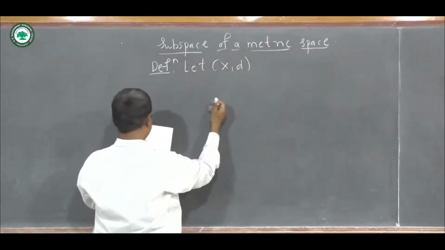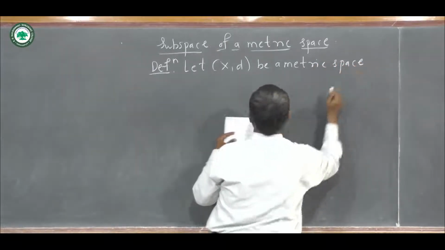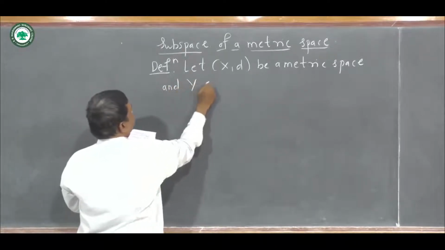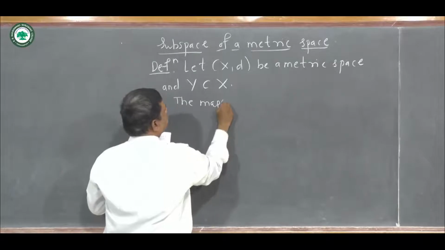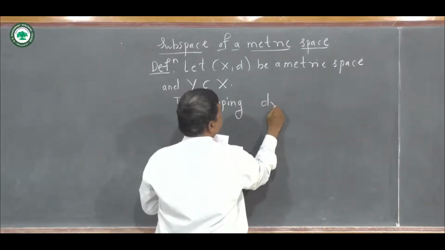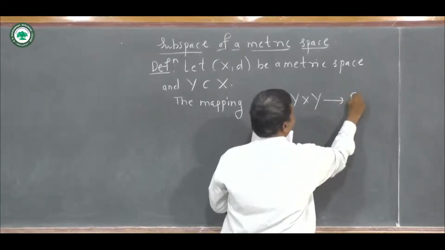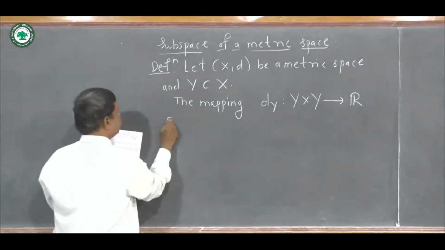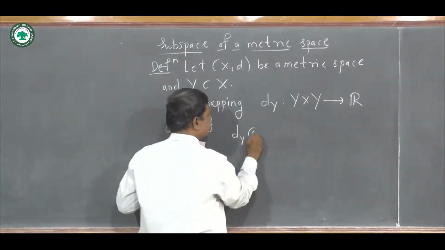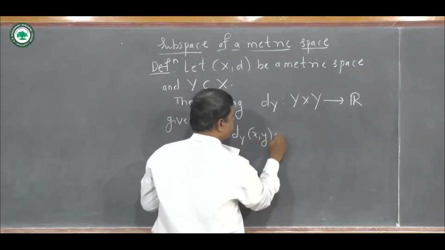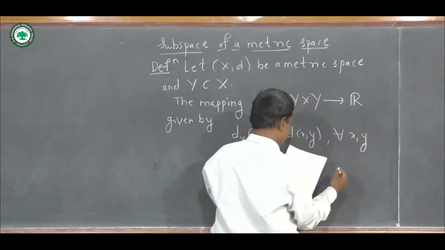The definition is: let (X, d) be a metric space and Y be a subset of X. The mapping d suffix Y is a mapping from Y cross Y to R, that is the set of real numbers, given by d_Y(x, y) = d(x, y), where d is the metric on X, for all x and y belonging to Y.